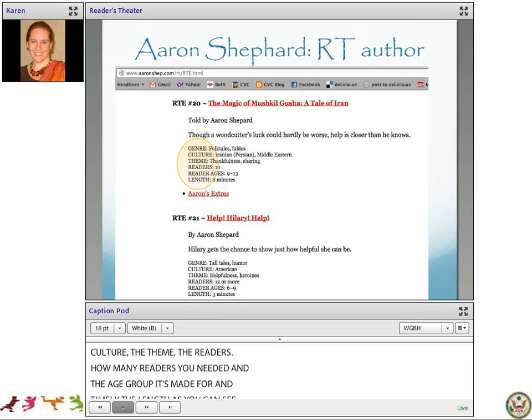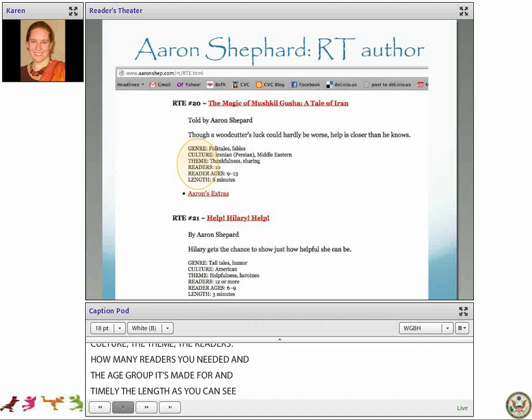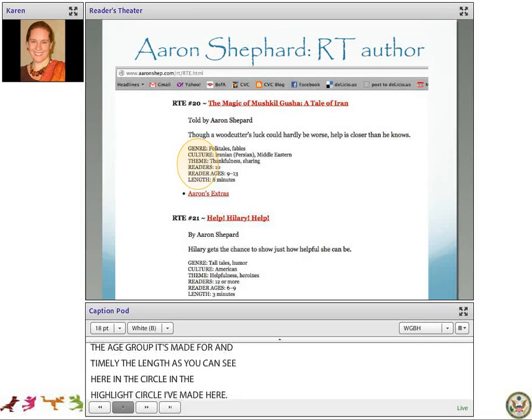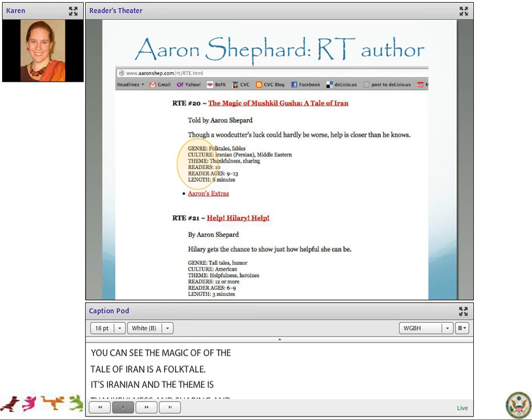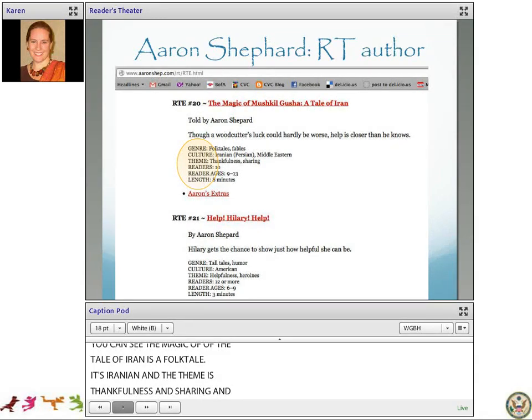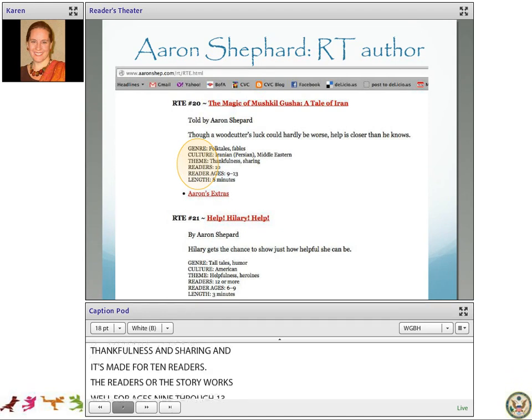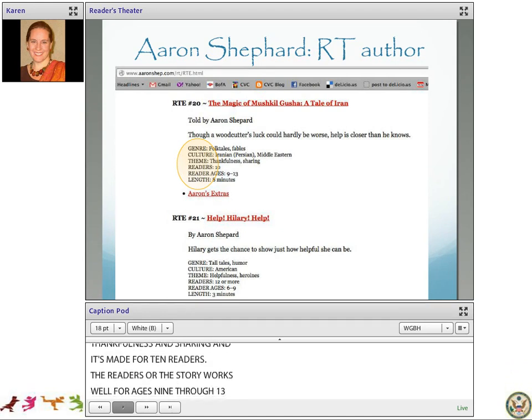So we can see here that The Magic of Mushkil Gusha, a Tale of Iran, is a folk tale. It's Iranian, the theme is thankfulness and sharing, and it is made for 10 readers. This story works well for readers ages 9 through 13, and it lasts about 8 minutes. The one below it, Help Hillary Help, is about 3 minutes long.